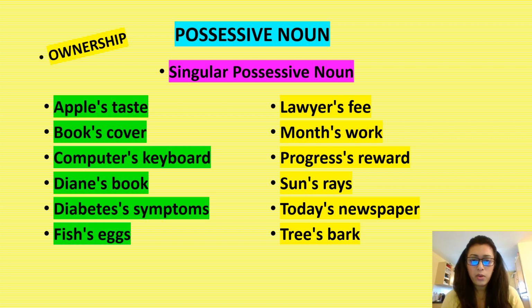Now here, let's take a look at the singular possessive nouns. Apple's taste, book's cover, computer's keyboard, Diane's book, diabetes symptoms, fish eggs, lawyer's fee, month's work, progress reward, sun's rays, today's newspaper, tree's bark.